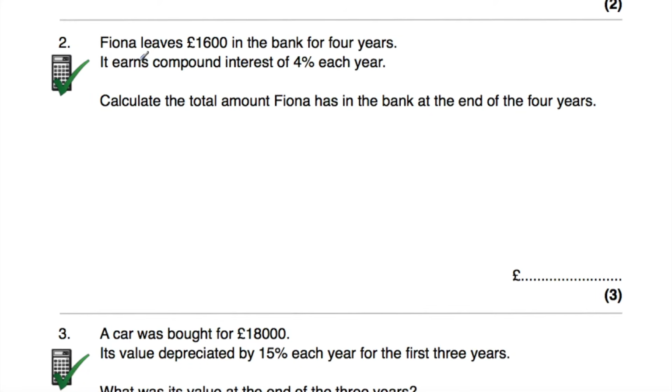Question number 2 says, Fiona leaves £1,600 in the bank for 4 years and it earns compound interest of 4% each year. And we've been asked to calculate the total amount of money that Fiona has in the bank at the end of 4 years. So it's a calculator question, so that's quite nice. And remember, for compound interest questions using a calculator, we can use initial times multiplier to the power of time. So here, Fiona invested £1,600, so the initial amount of money would be £1,600 times multiplier.